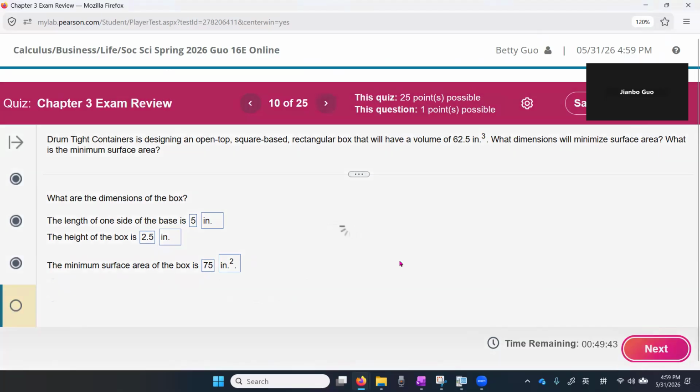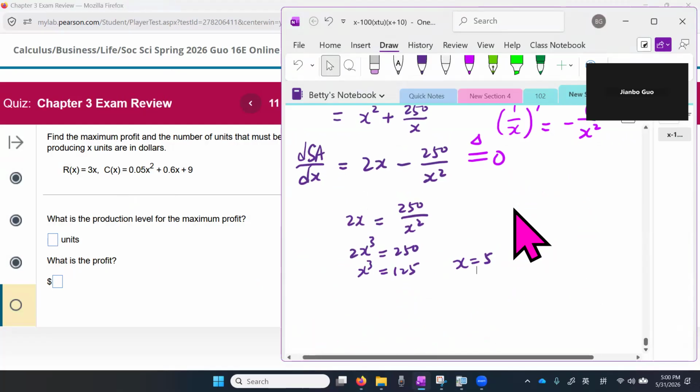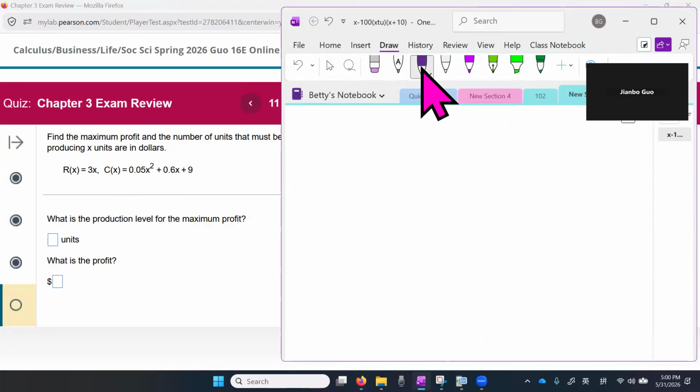Next, question number 11. Find the maximum profit and the number of units that must be produced and sold in order to yield the maximum profit. Okay, so we are given the revenue function and the cost function. We had this for the previous exams, right? So we want to maximize the profit, very obviously. Profit function is the revenue function minus the cost function.